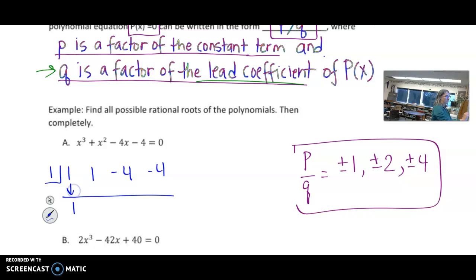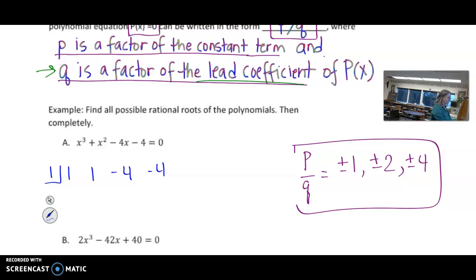Drop your 1, multiply, and put the result here. 1 times 1 is 1. Add, you get 2. 1 times 2 is 2. And you add, you get negative 2. This doesn't work, because we're going to get negative 6 for a remainder. So positive 1 is out. And so now we'll try negative 1, and we'll see if that works. And if it doesn't, then we have to try 2, and then negative 2, and then 4, and negative 4.